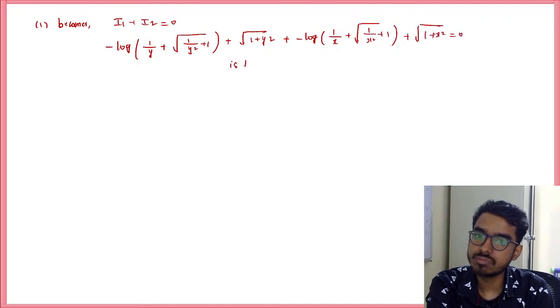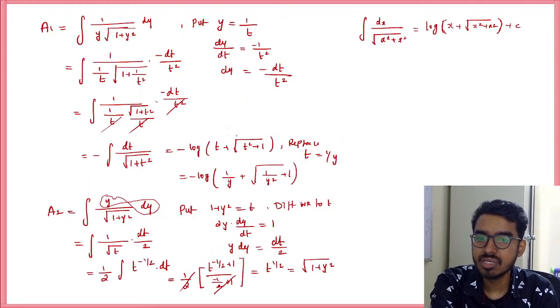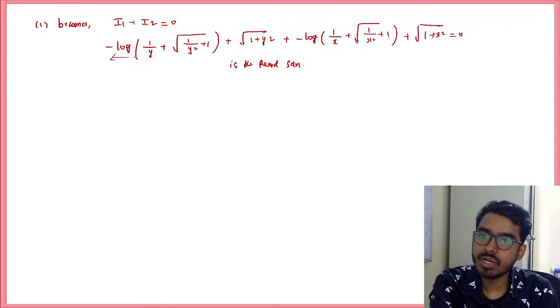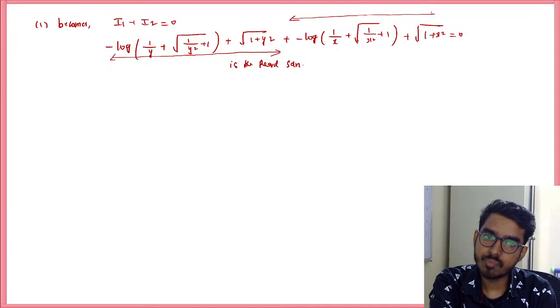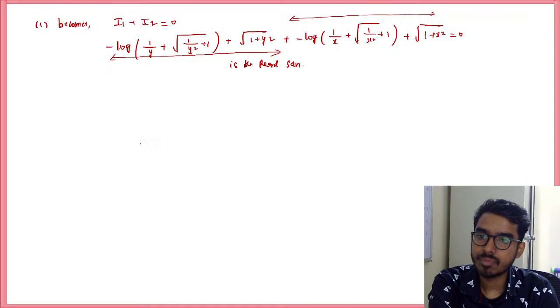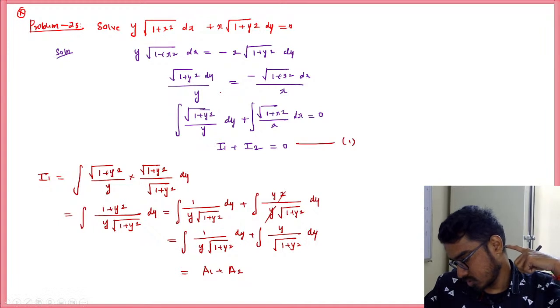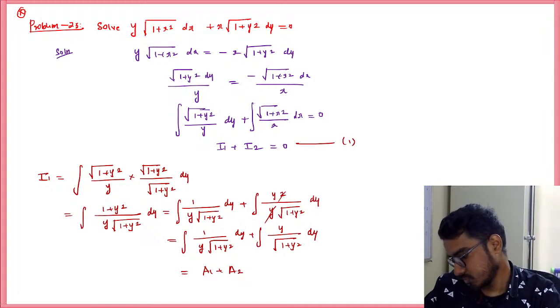That is the required solution. After finding I1, for I2 it is the same integration. The only thing is the variables of y become variables of x. So this is the value of I1, and this is I2. So just convert the variables of y to variables of x, and we will get the integration for that. Okay. Problem 23 is over now. We'll move on to problem number 24.